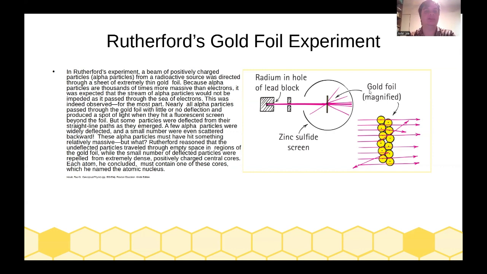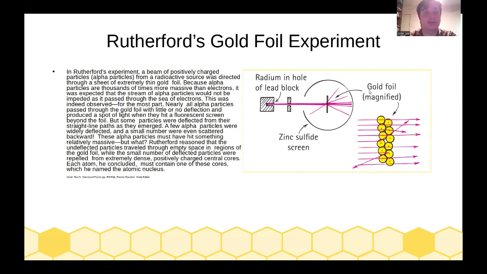In Rutherford's experiment, a beam of positively charged particles, alpha particles, which we're going to get into in the next chapter, from a radioactive source was directed through a sheet of extremely thin gold foil. Because alpha particles are thousands of times more massive than electrons, it was expected that the stream of alpha particles would not be impeded as it passed through the sea of electrons. This was indeed observed for the most part.